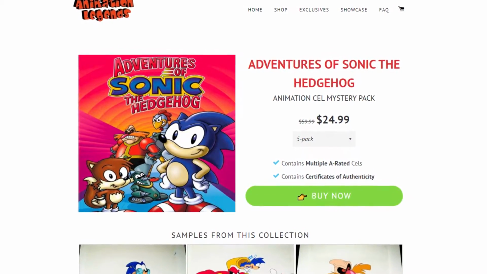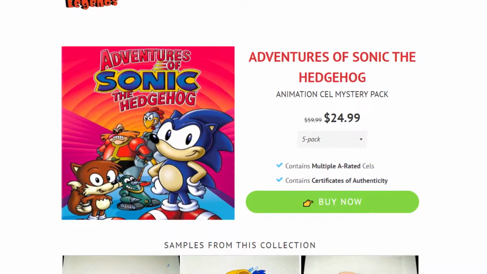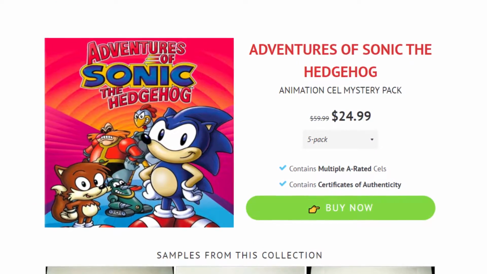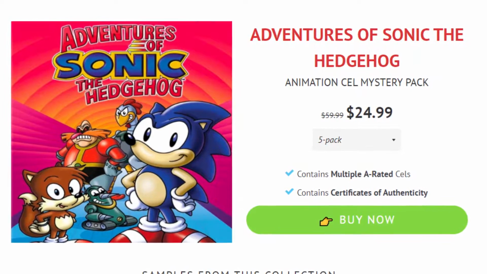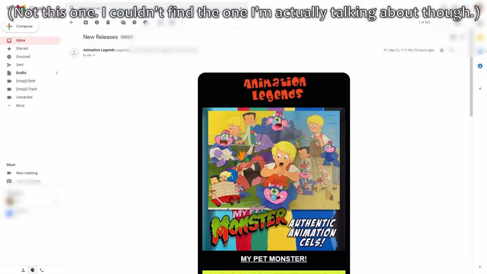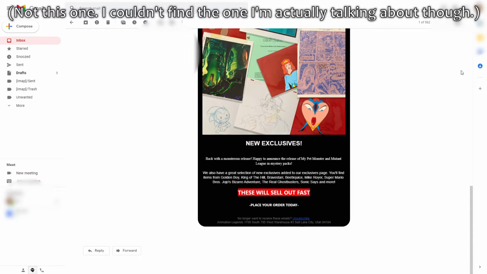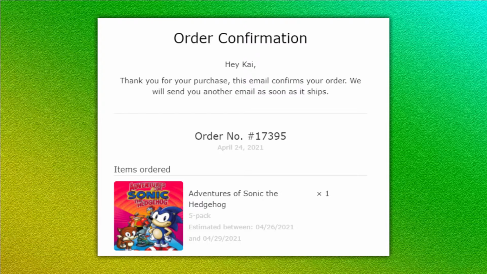Okay, so before I do another transition, I also want to say that there's another reason I got these cells. At first, I wasn't actually going to get these. I already made my choice of getting the Brave Little Toaster cells. However, I think Animation Legends sent me a newsletter in my email, and in that newsletter, it said that the Sonic cells were almost sold out. And because I am absolutely not passing up an opportunity like this, I bought them. Anyway, I still have to wait another 2 weeks or whatever until these cells get here, so see you then.